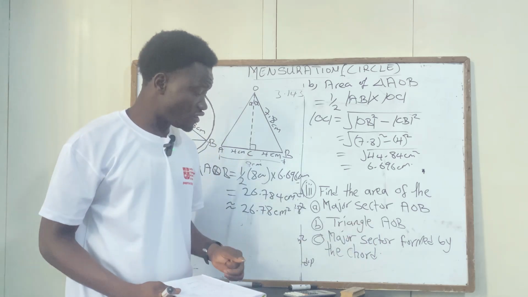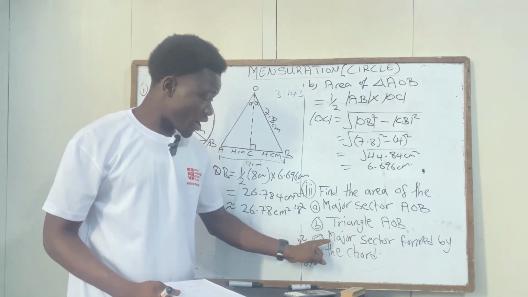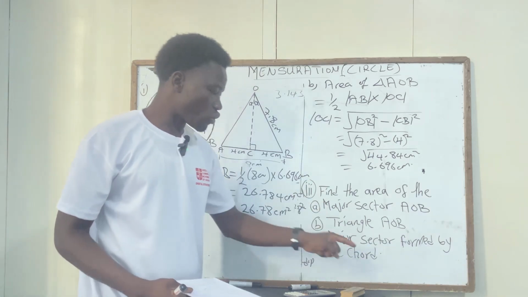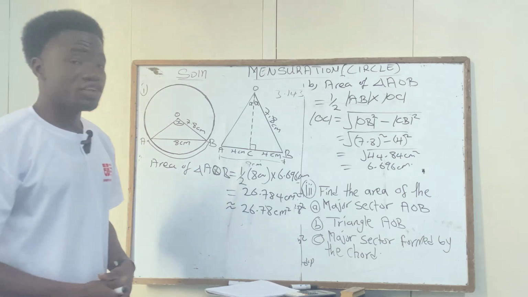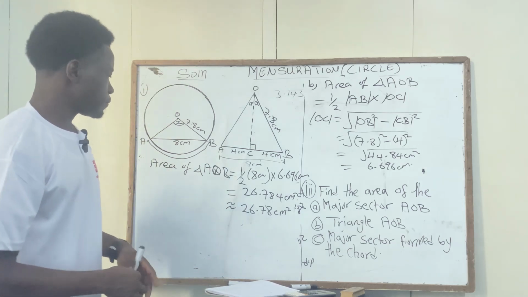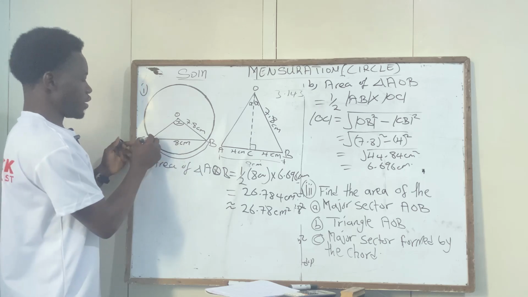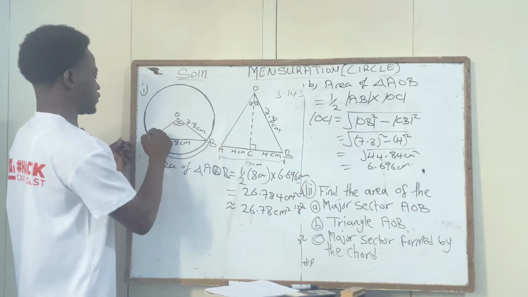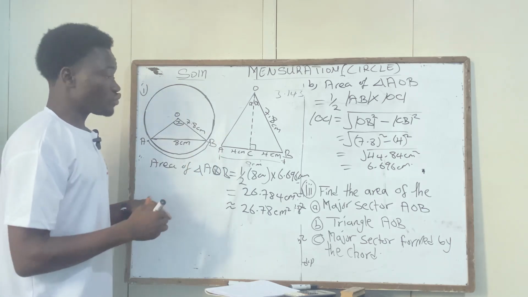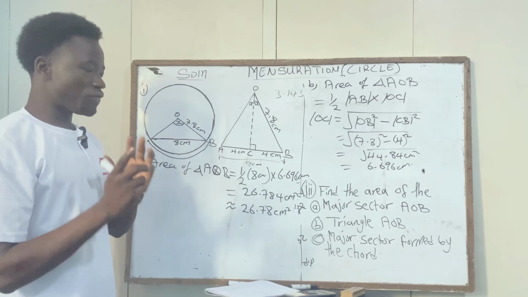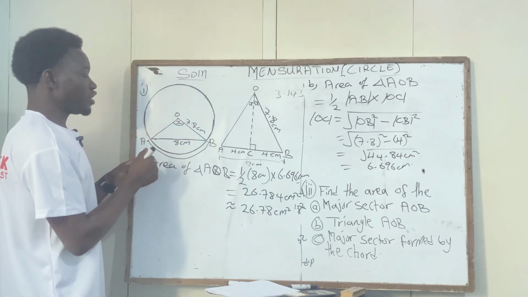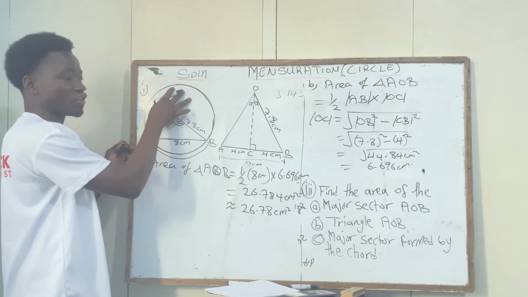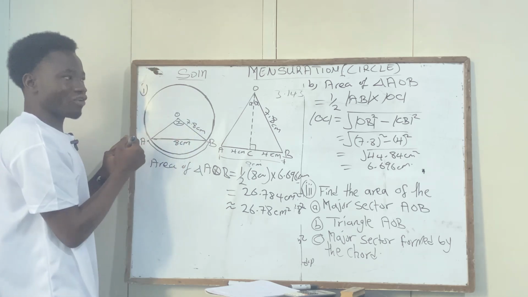Now the last one, that is the C. Very interesting. I was to find the area of the major sector formed by the chord. The area of the major sector formed by the chord. So we are looking for the area from this side to the whole of that. That's what we are looking for. So with that, there are 2 ways. The first one is we already know the area of the triangle and we know the area of the major sector. We can add the 2 of them to get it quickly.